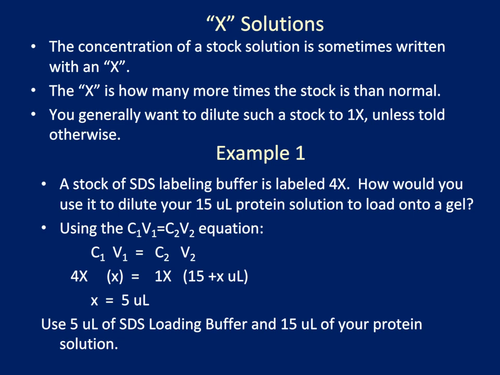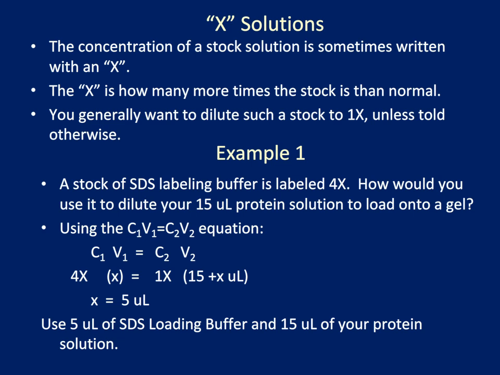We set up this equation using the C1V1 = C2V2 relationship. So 4X is the concentration of solution 1. V1 is unknown, that's how much of that stock we want to add. C2 is 1X, that is the working concentration, the concentration we desire. And V2 is 15 microliters of our solution plus whatever volume we add of the labeling buffer. So solving for X, we get 5 microliters.